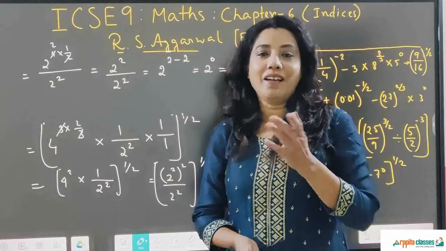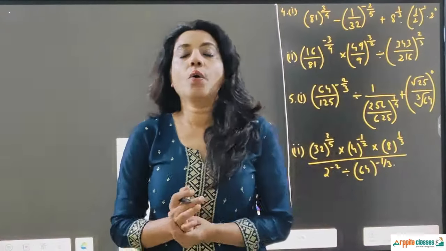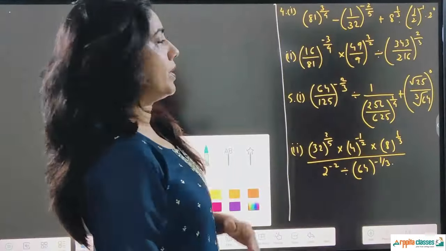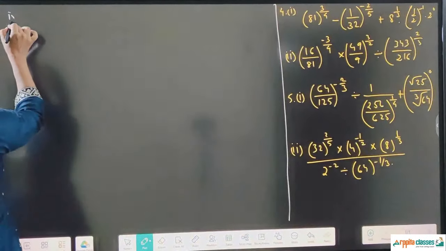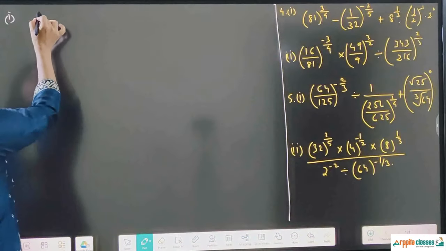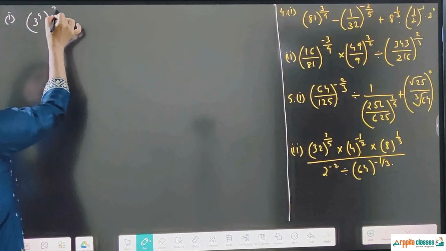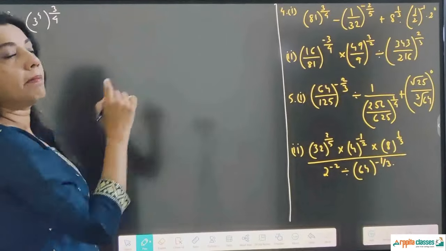Let us move on to the next question, question number 4. Okay, so we are moving on to question number 4. Question number 4, the first part, sub questions, that is 81 to the power 3 by 4. So 81 can be written as 3 to the power 4 whole to the power 3 by 4 minus 1 by 32 to the power minus 2 by 5.